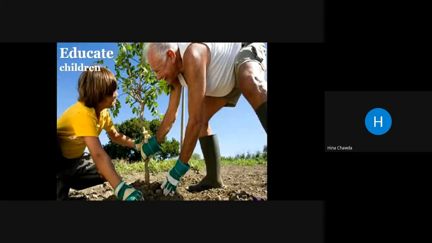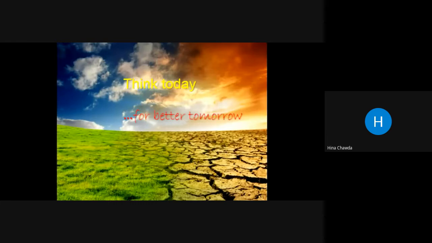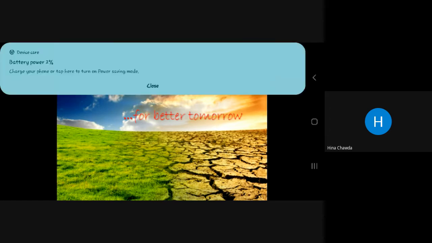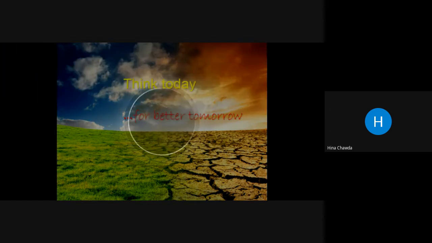Now moving on to the next and most important step, we need to educate our children and our society that global warming is a cancer for our earth, and if we don't control it very soon, then it will be a calamity for us. Now I would like to say to everyone that if you think today about how big this effect is, then it will be a better tomorrow for us.